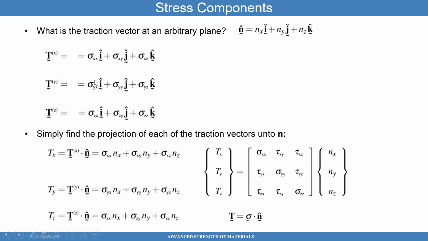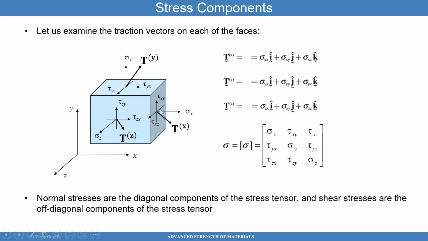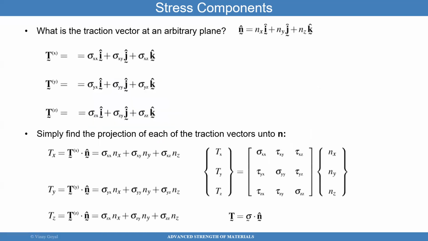Because right now, the normal vector that I'm looking at here for this one, for example, is 1, 0, 0. The one here is 0, 0, 1. This normal vector going up is 0, 1, 0, right? But what if it's slanted now, where each of these is non-zero, maybe? And so what is the traction vector at that arbitrary plane?